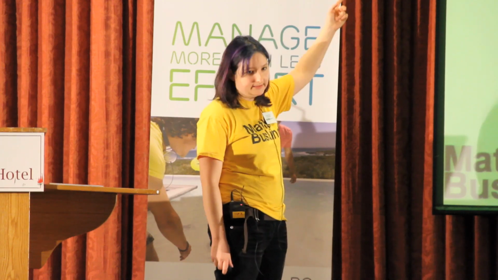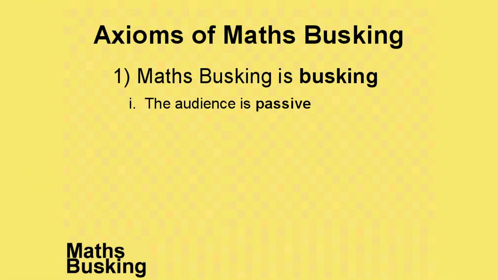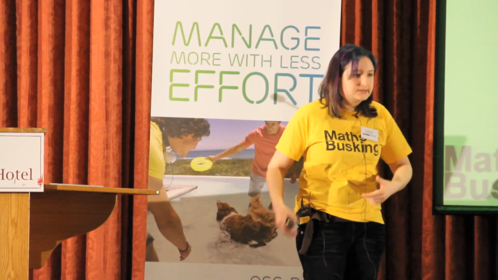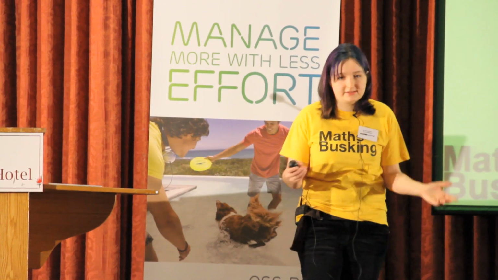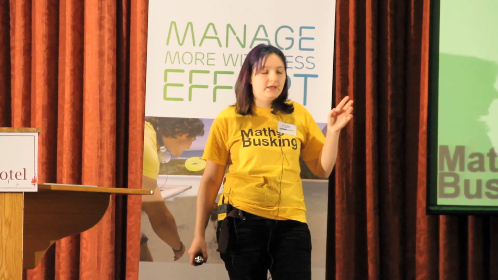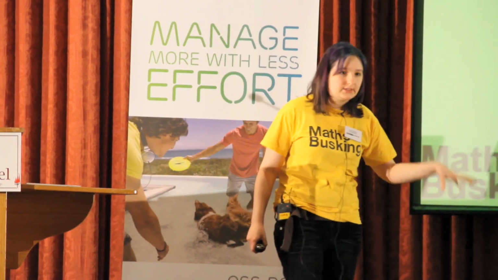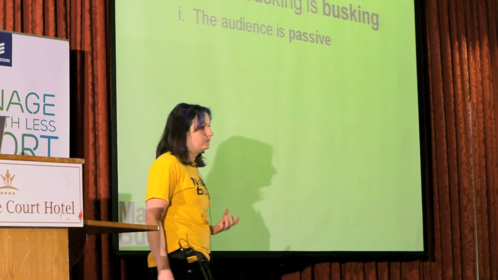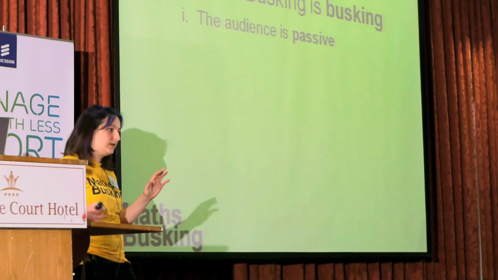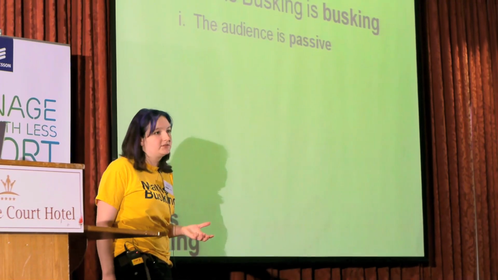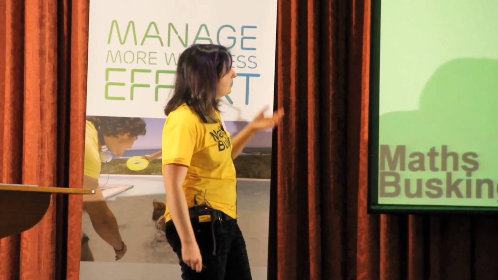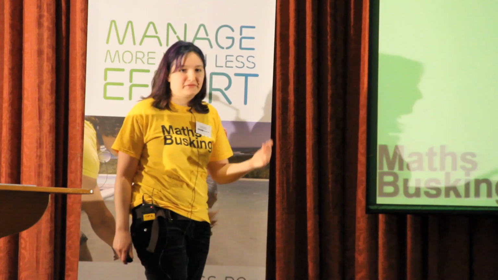So first of all, axiom 1.1, the audience is passive. A street busker will be outside. He's got a unicycle, he's got some juggling equipment, whatever he's going to do. But everyone who walks past isn't really interested. And if he wants them to stop and watch his show and give him some money, he's got to make them look. He's got to make them interested. And this kind of passive audience, maybe slightly hostile audience, is something that mathematicians face. People say, oh, I don't like maths, or I find it difficult. And it's something that we can definitely use.